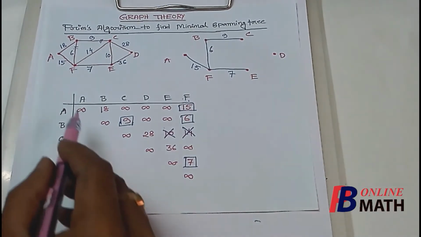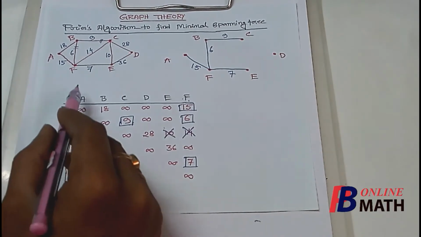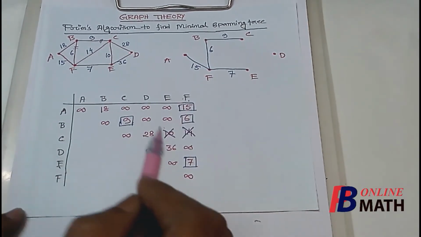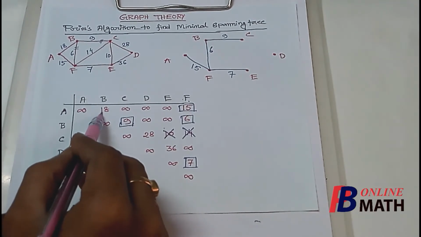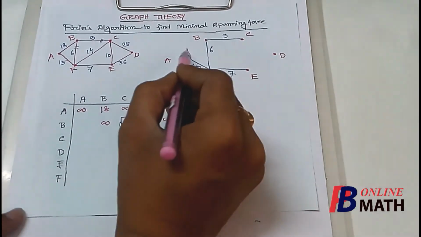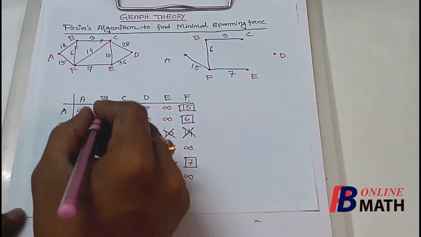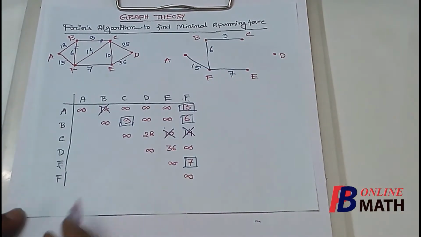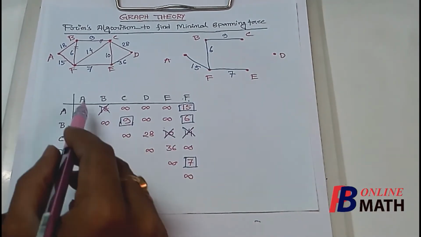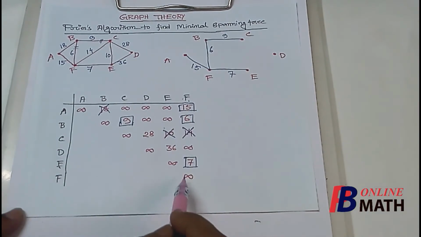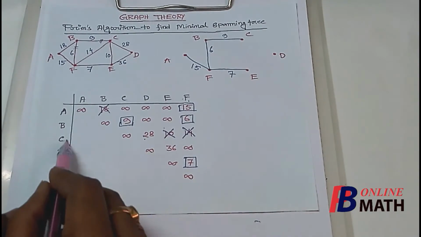Now if we consider these 5 rows A, B, C, E, F and also 5 columns A, B, C, E, F, then we find that the next minimum element is 18, which is between A and B. Now if we connect A and B, then we find that it will form a circuit, so we can't select this element. Again we consider these 5 rows A, B, C, E, F and 5 columns A, B, C, E, F. Now we find that the next minimum element is 28, which is between C and D.